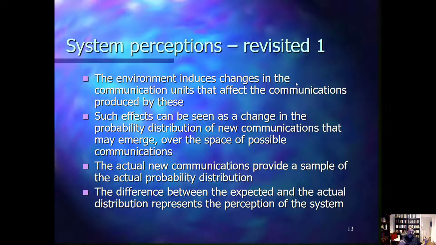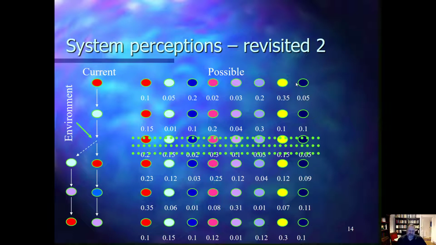Represented by a sample. Now, clearly this is just a single sample, but you sample over time, and that will tell the system, in some abstract sense, what is the difference between the expectations and actuals. And this is the perception of the system.